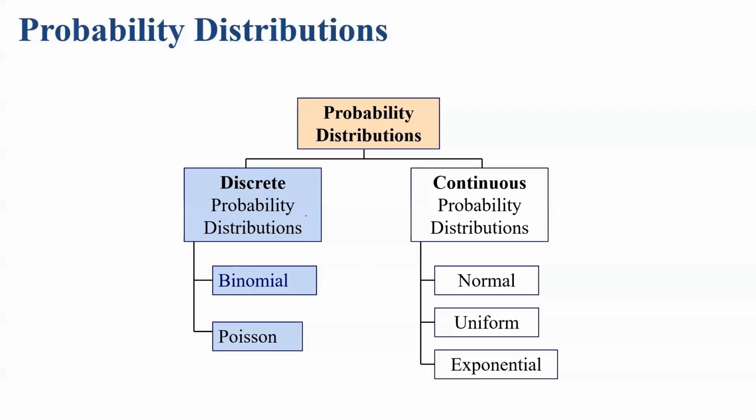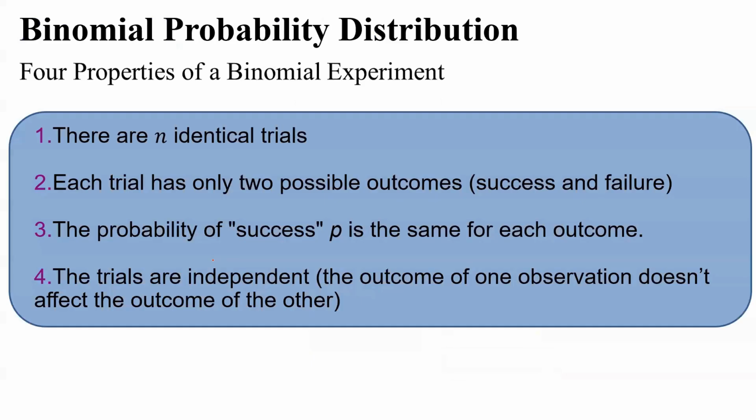As I said earlier, we're going to discuss discrete and continuous variables. We will look into the binomial as well as the Poisson distributions under the discrete probability distribution. The continuous probability distributions, which are normal, uniform and exponential, will be covered in the upcoming classes. Now today we're going to focus on these two methods.